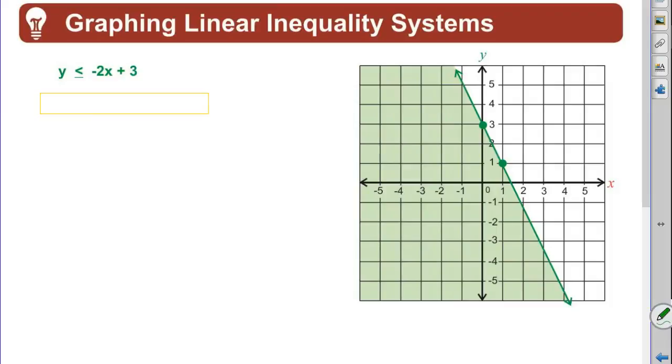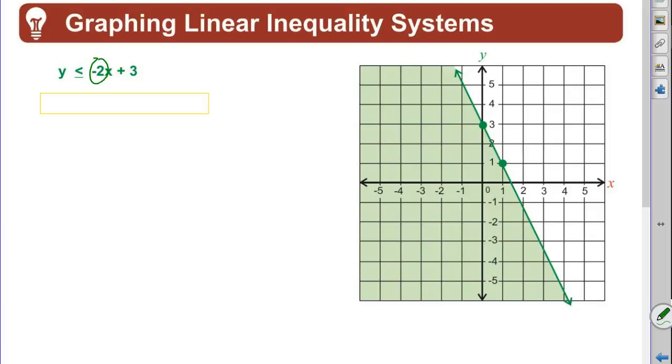And this is MathLite, and so the quick review of graphing linear inequality systems. I've already graphed the first inequality. And remember, to graph the inequality, you're going to graph it just like a linear function. You're going to do the y-intercept first, and you can see that that's graphed, right? We have a y-intercept of 3.